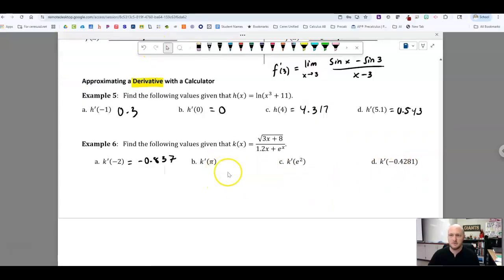find these values, and then unpause. Okay? All right. Try those. I'll show you the answers.